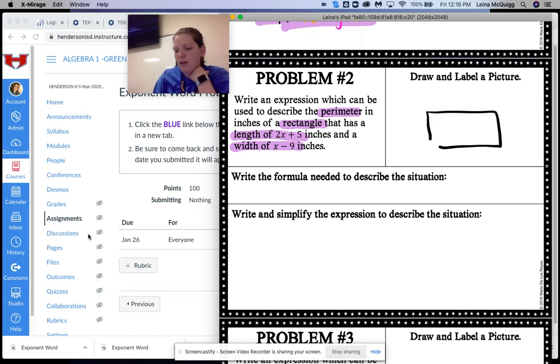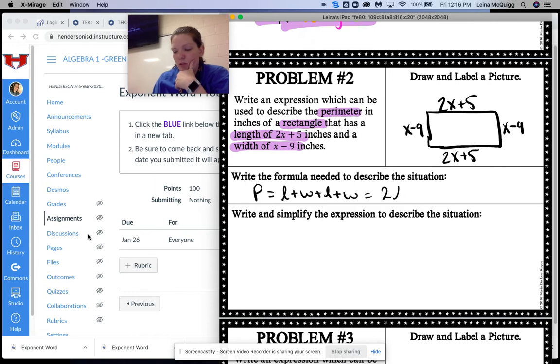So I'm dealing with a rectangle again. I'm going to go ahead and draw my rectangle. Its perimeter, I have a length of 2x plus 5. I'm going to write it on the other side, 2x plus 5, and a width of x minus 9. X minus 9. Okay, so how do we find perimeter of a rectangle? Well, perimeter is length plus width plus length plus width, which is the same thing as maybe 2L plus 2W. So whichever of these you want to use, I'm fine with. I'm going to go ahead and use the first one, okay?